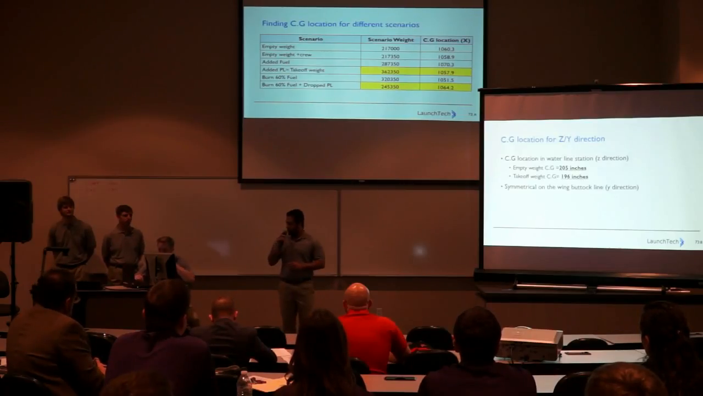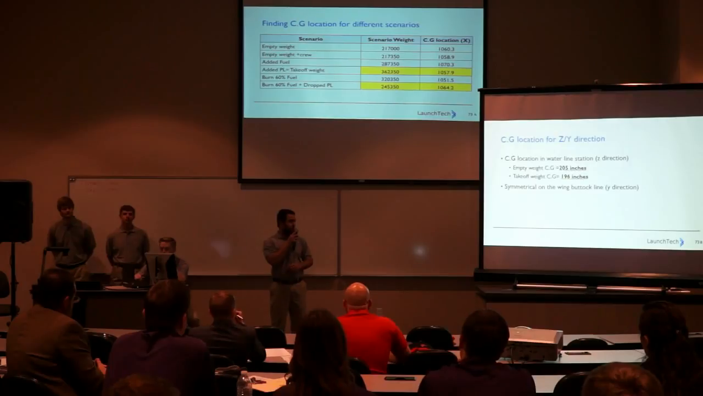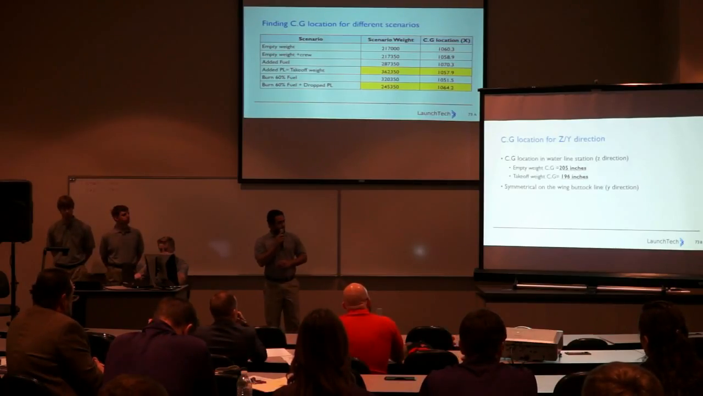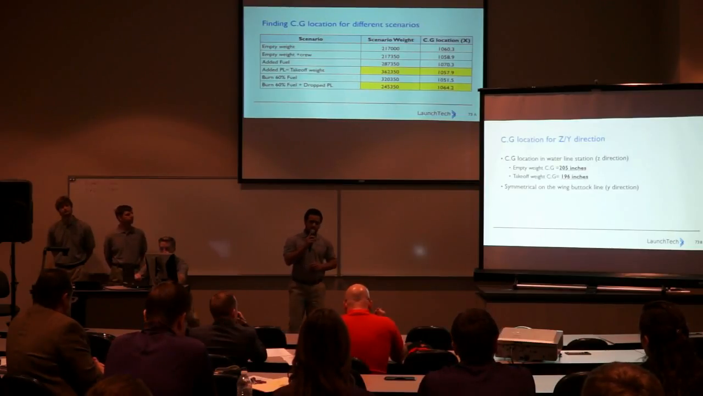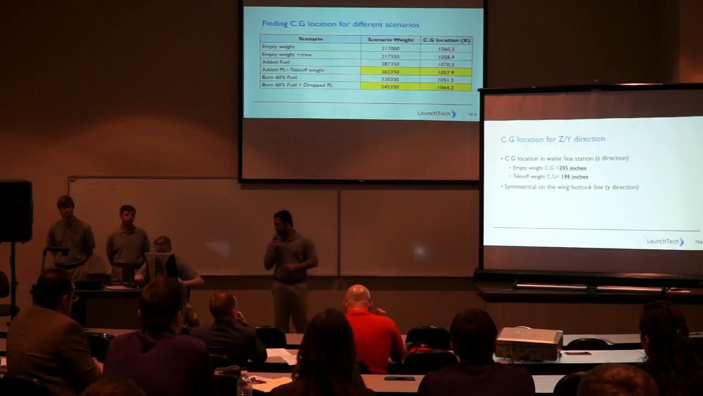In the secondary screen, you see locations of the CG within the waterline station. At takeoff, it's 196 inches, and on the wing buttock lines, there are no CG locations because of the symmetry of the components around that axis.